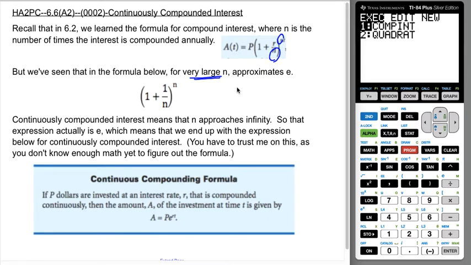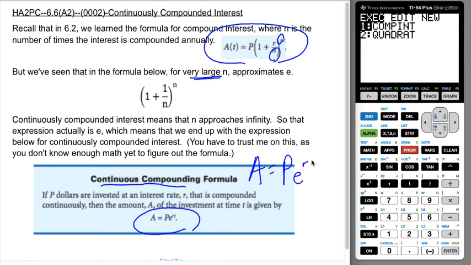n is such a big number, infinitely large, that we're able to take this formula that we learned, and through a little bit of math shenanigans that you're not quite ready to know at this stage of the game, combine it with the knowledge of what e is to get this formula, A equals PERT. So for continuously compounded interest, we use the formula A equals P e to the rt.